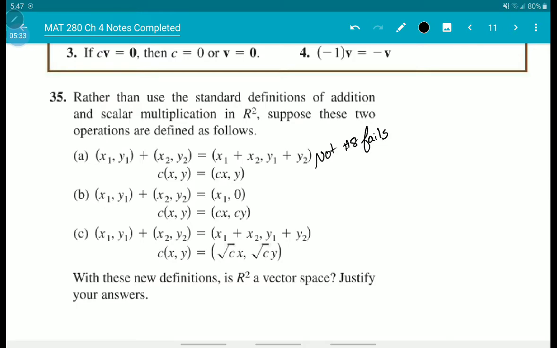B, we've already done also. Actually, just kidding. B, we did not do. Now the addition axiom has changed. Scalar multiplication remains the same. So it's kind of the opposite of what we did in a previous video. So you may want to pause the video, determine whether or not this is going to be a vector space, figure out which axioms fail, and then come back and compare your answers.